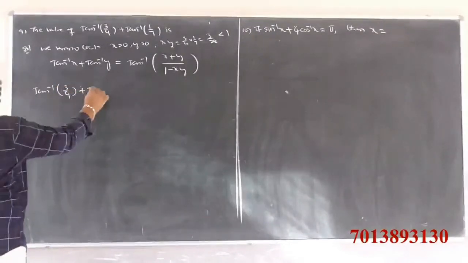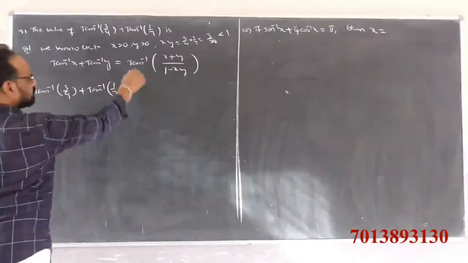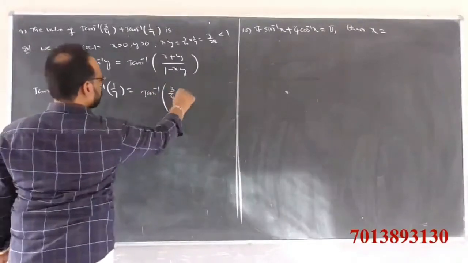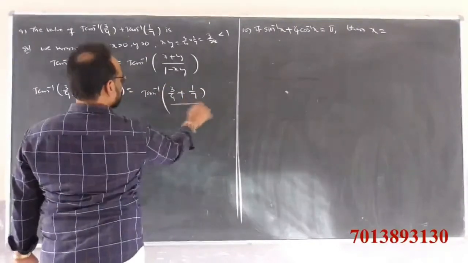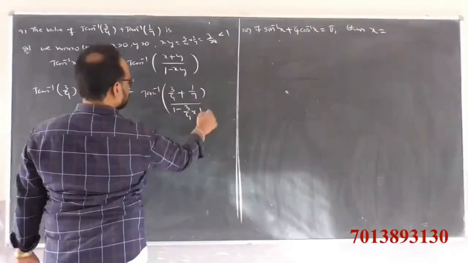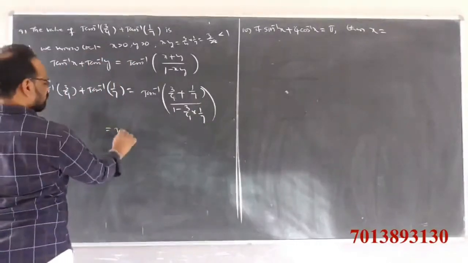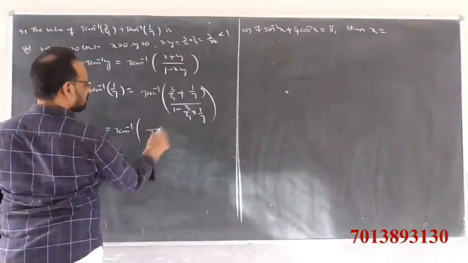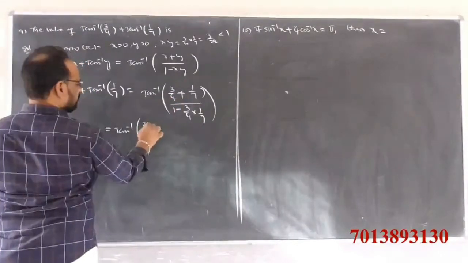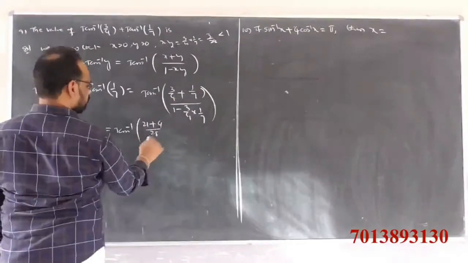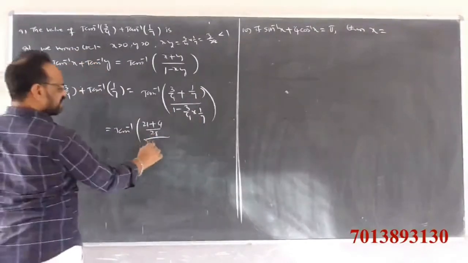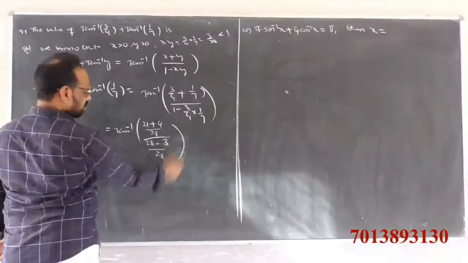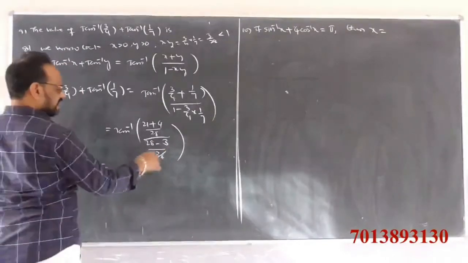3 by 4 plus tan inverse of 1 by 7 is equal to tan inverse of x value 3 by 4 plus y value 1 by 7, by 1 minus 3 by 4 into 1 by 7. That is equal to tan inverse of, clearly, 7 fours are 28 is the LCM. 7 threes are 21 plus 4 ones are 4, by 7 fours are 28 minus 3. The 28 and 28 get cancelled.